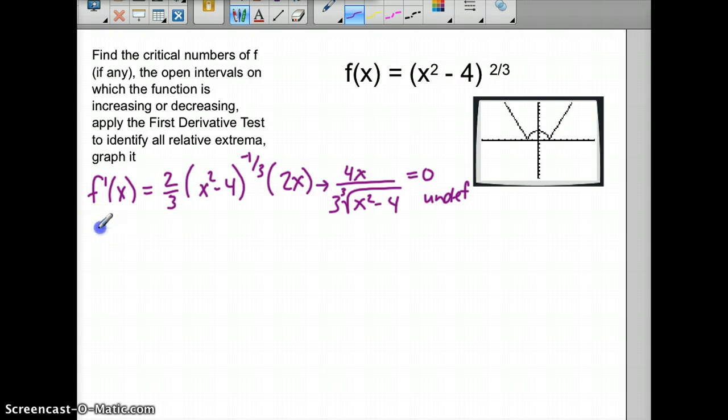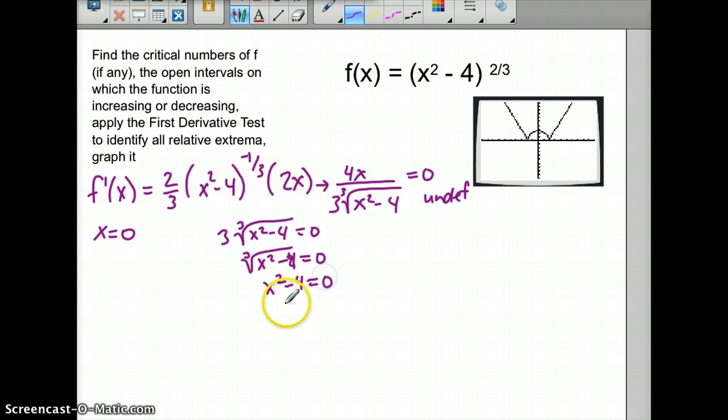It equals 0 at 0. That's where the numerator equals 0. 4 times 0 would give us a 0. And then in the denominator, what would make that equal 0? So if we want to set the whole denominator equal to 0, you can do that. Divide by 3 on both sides. We'll get cubed root of x squared minus 4 equals 0. Cube both sides. We get x squared minus 4 equals 0. Add 4 to both sides. We get x squared equals 4. And take the square root. We get positive and negative 2. That's where the derivative is undefined.